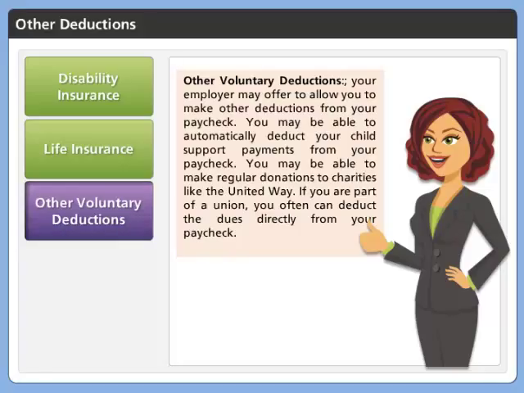Other voluntary deductions. Your employer may offer to allow you to make other deductions from your paycheck. You may be able to automatically deduct your child support payments from your paycheck. You may be able to make regular donations to charities like the United Way. If you are a part of a union, you often can deduct the dues directly from your paycheck.